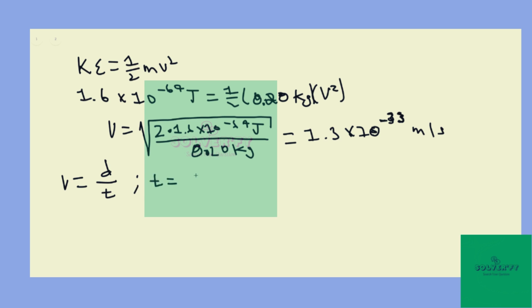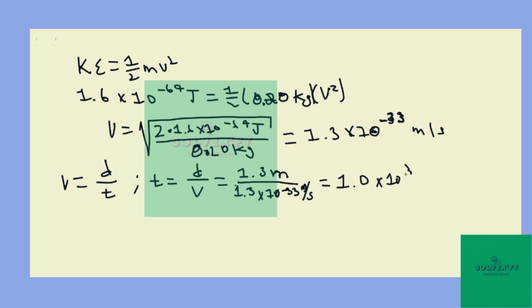Therefore, time is equal to distance divided by velocity, which is going to be equal to 1.3 meters divided by 1.3 times 10 to the minus 33 meters per second, which is going to equal 1.0 times 10 to the 33 seconds, which is probably about as much time as the age of the universe. 10 to the 34 seconds, I think, would be somewhere around that.